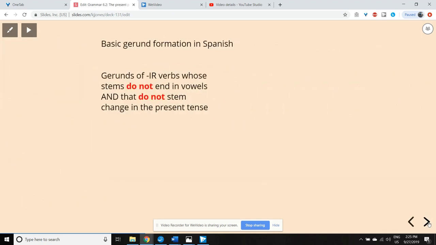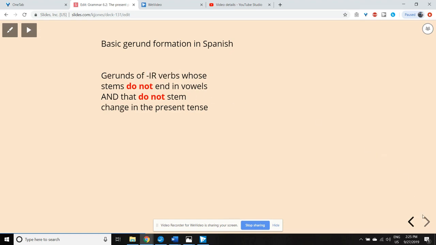more basic gerund formation in Spanish. Please pay close attention to this. Now we're going to talk about the gerunds of IR verbs, but only for verbs who, first of all, have stems that do not end in vowels, and for IR verbs that do not stem change in the present tense. Okay? Those are two caveats here.